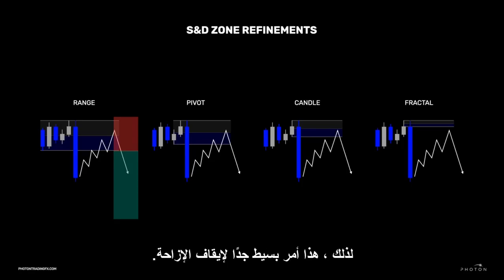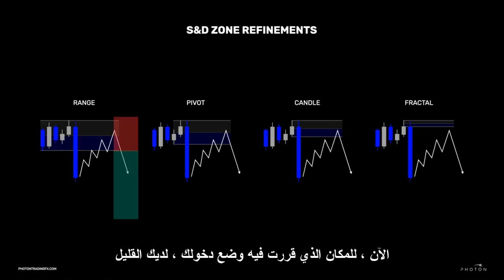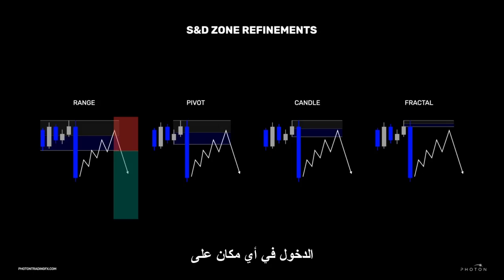So that's pretty simple for stop loss placement. It always goes behind the zone, which is nice and mechanical. Now for where you decide to place your entry, you have a little bit sort of more freedom and choice, but essentially you will look to enter anywhere on or within the zone.